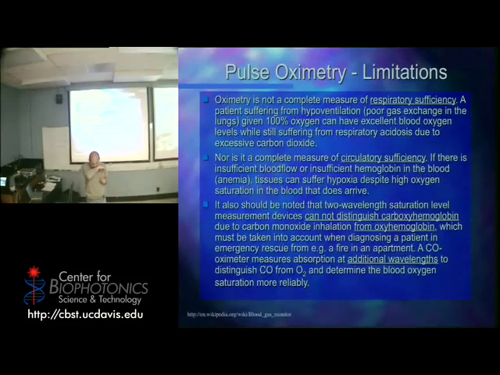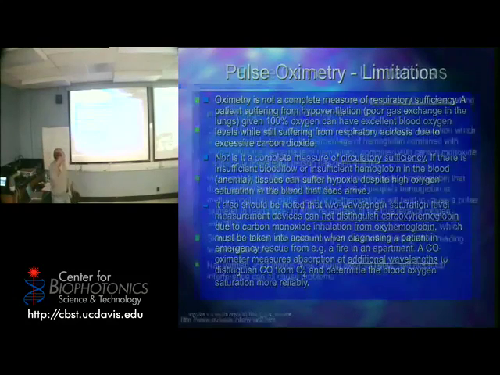So this is one of the reasons they ask you, when they put one of these things on and you're having problems breathing, if you've been in a fire. Because if you've been in a fire, they have to put a more sophisticated device on your finger that measures multiple wavelengths and is able to distinguish between those two. Does that make sense? So in most cases you're fine, but in a few cases you're not. And then some other limitations.